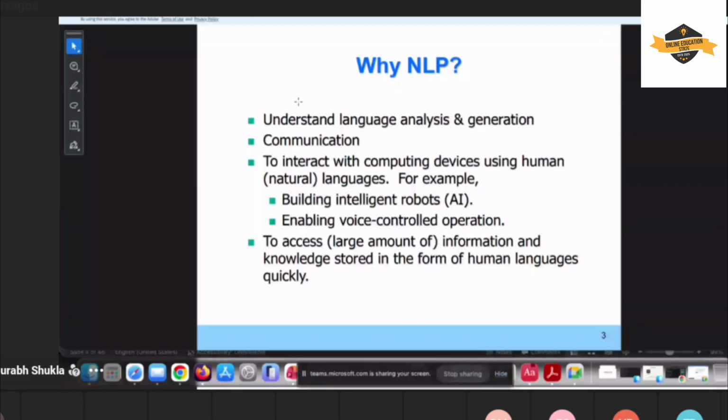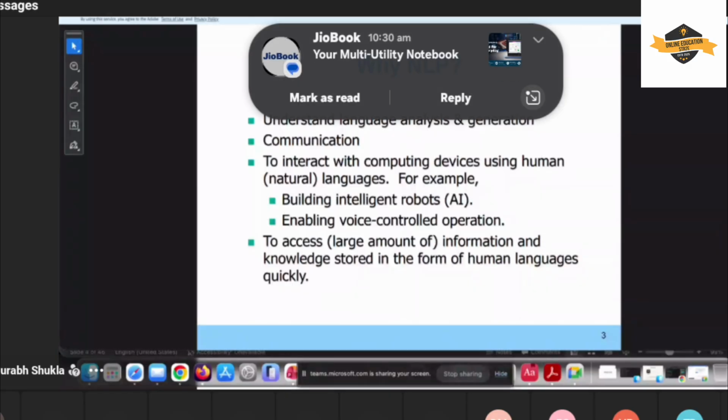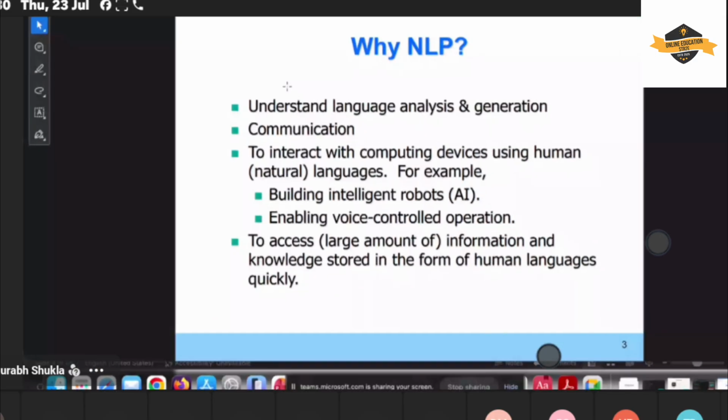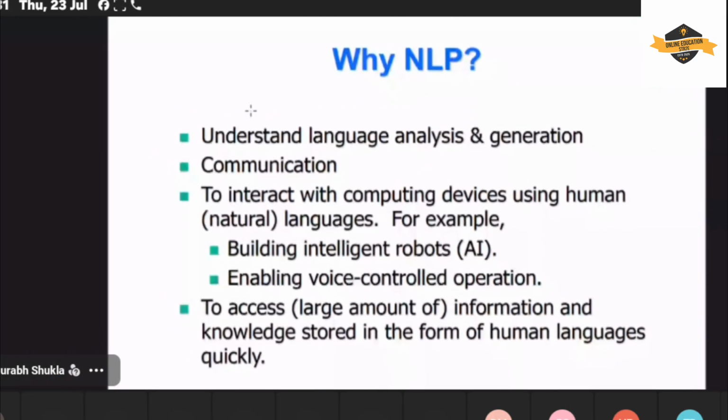And these conversations may be in terms of voice control operation. You have voice control operation also. You can build intelligent robots like autonomous vehicles, like internet knowledge stored in human language that can be transferred to machine and machine to human.